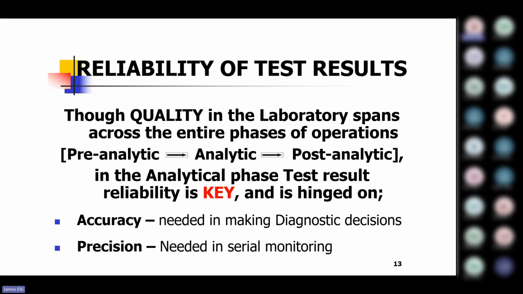Reliability of test results. This is one of the key parts of laboratory function. Though quality in the lab itself spans across the entire phase of operation, from the pre-analytic to the analytic to the post-analytic, in the analytic phase, where the EQA plays a major role, test result reliability is key. And test result reliability is hinged on two phenomena, which are accuracy and precision.